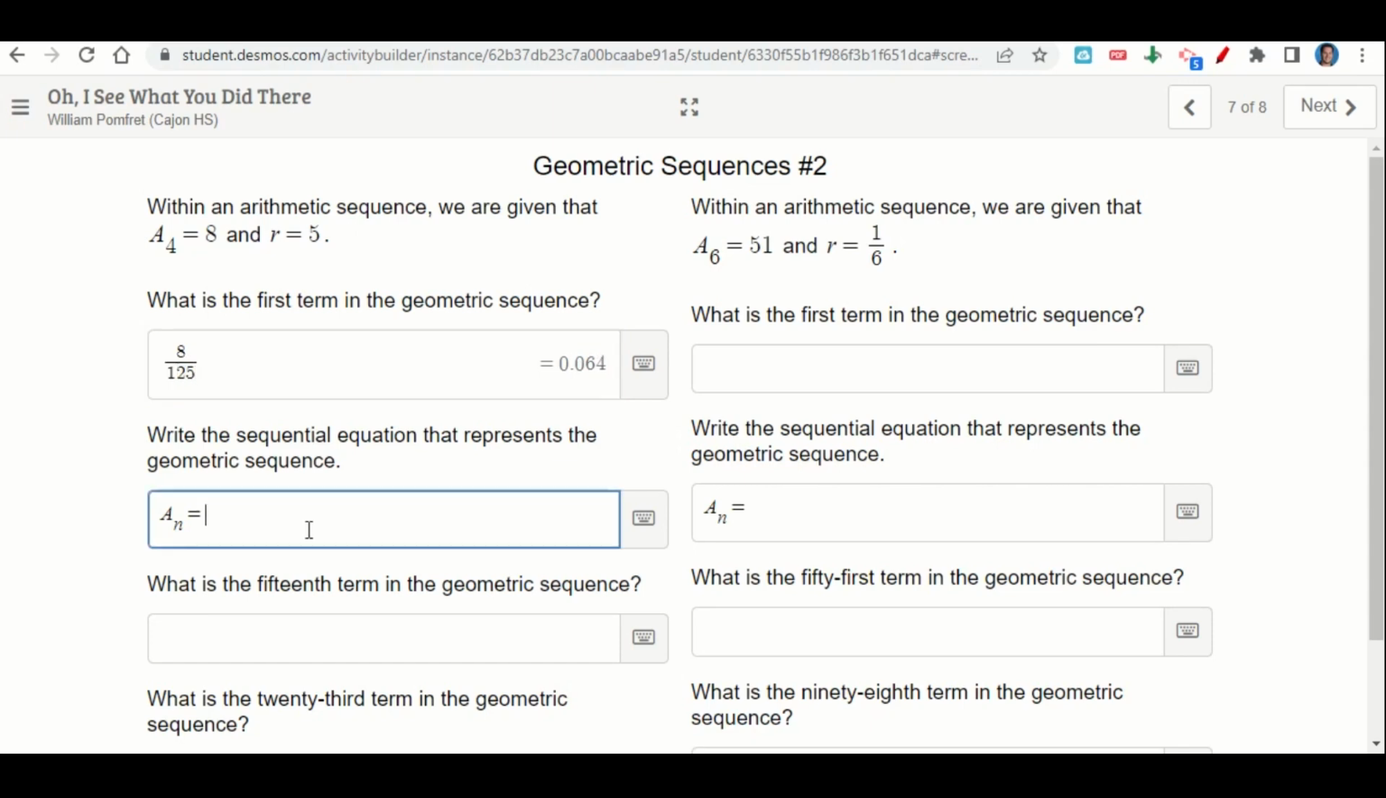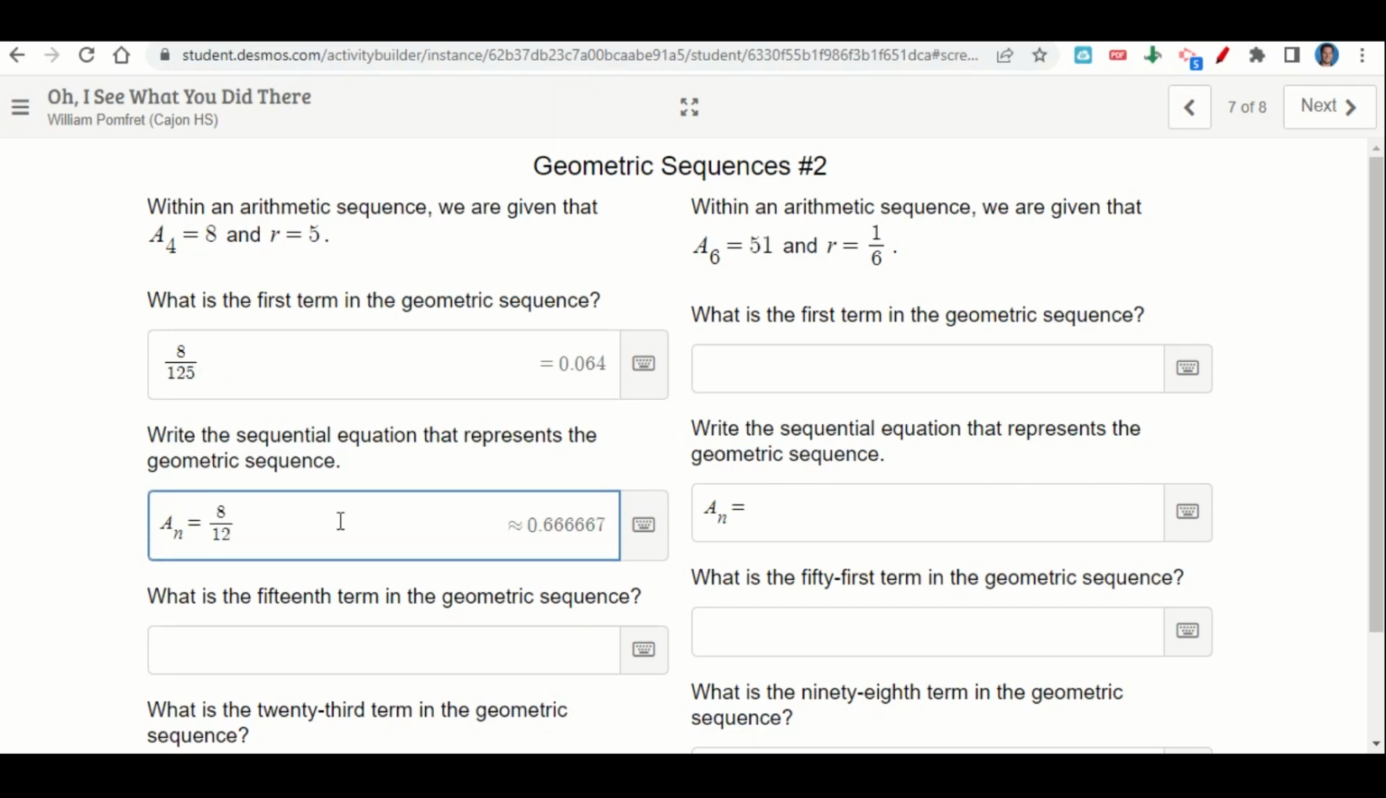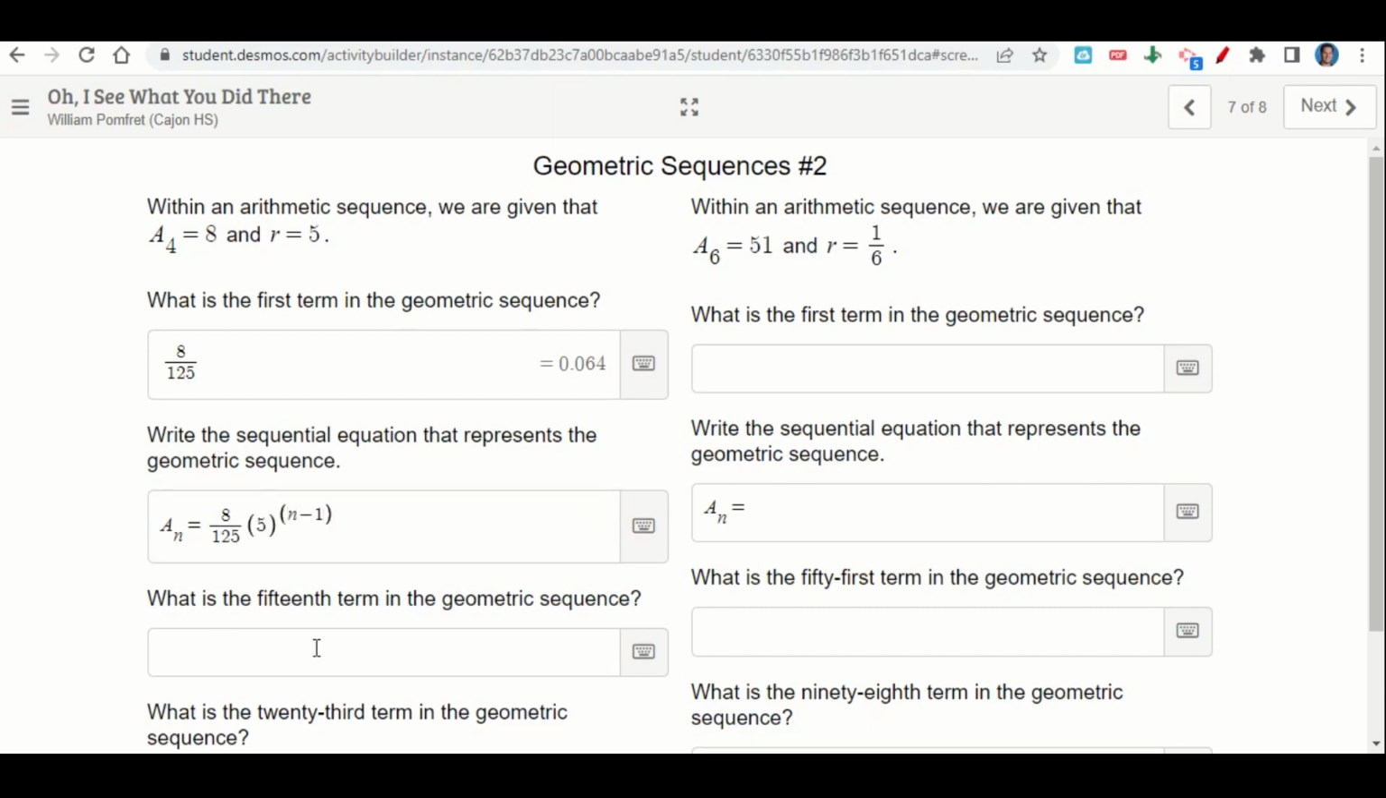Then I go ahead and plug that in. So this is 8 over 125 times the common ratio, which is 5, to the n minus 1 power. And then I'm going to find the 15th term by plugging 15 in for n. And then do it again for the 23rd term by plugging 23 in for n. Then I repeat the whole process over here on this side.